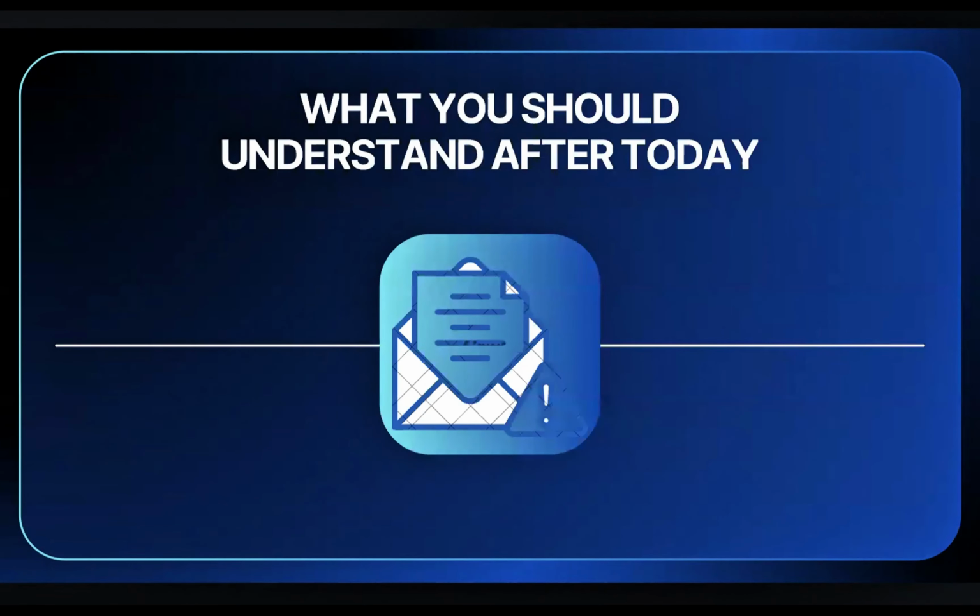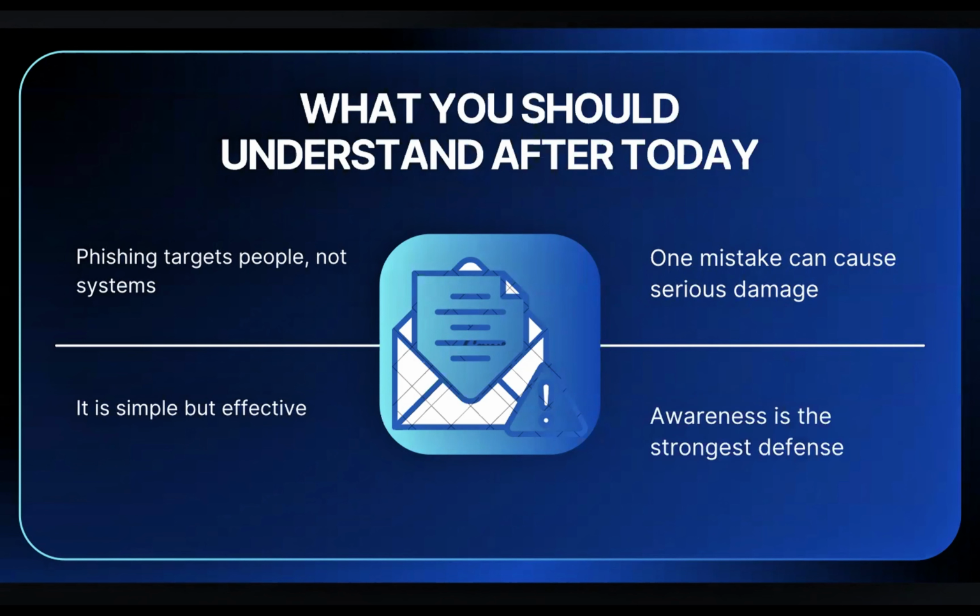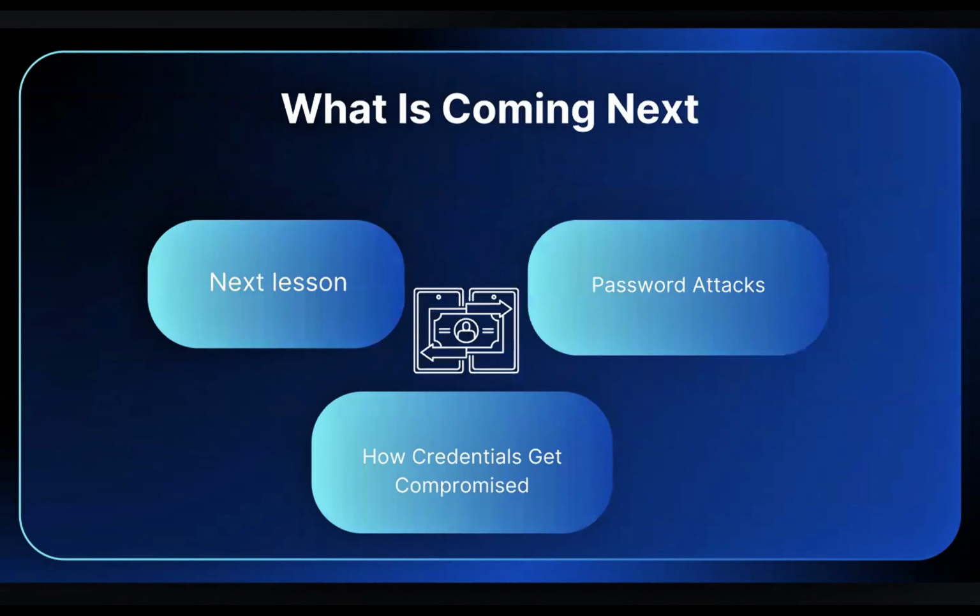Now, what have we learned so far? This lesson has explained why phishing remains effective, and we have seen that phishing targets people, not systems. One mistake can lead to serious damage. Phishing is simple but extremely effective, and awareness is the strongest defense against phishing. In the next lesson, we are going to consider password attacks and how credentials get compromised.